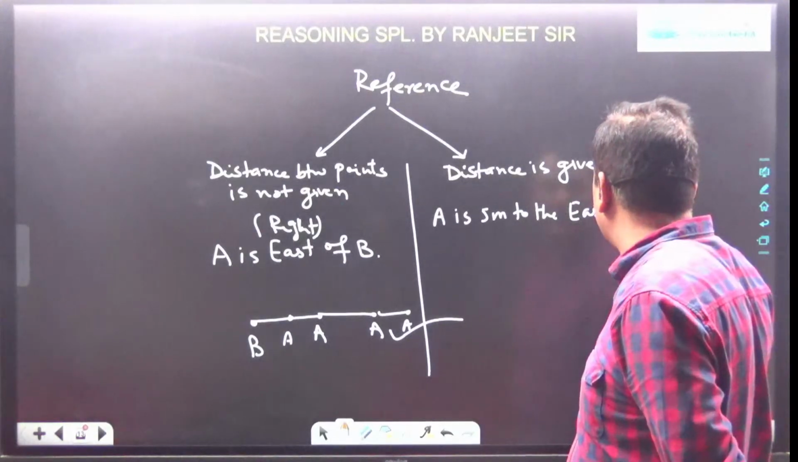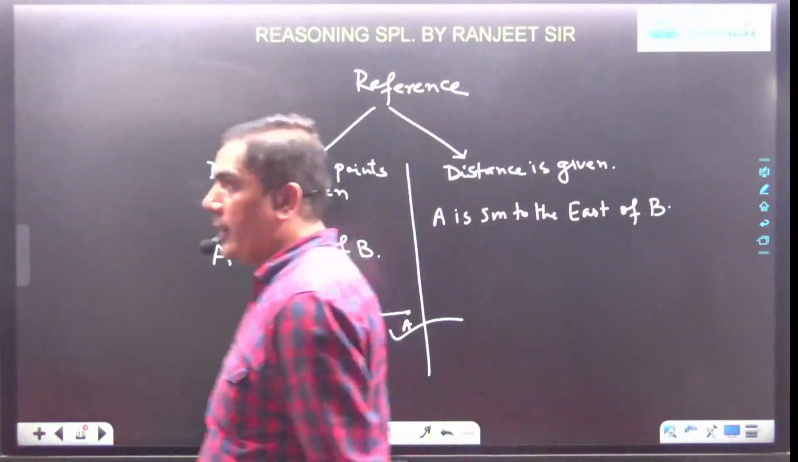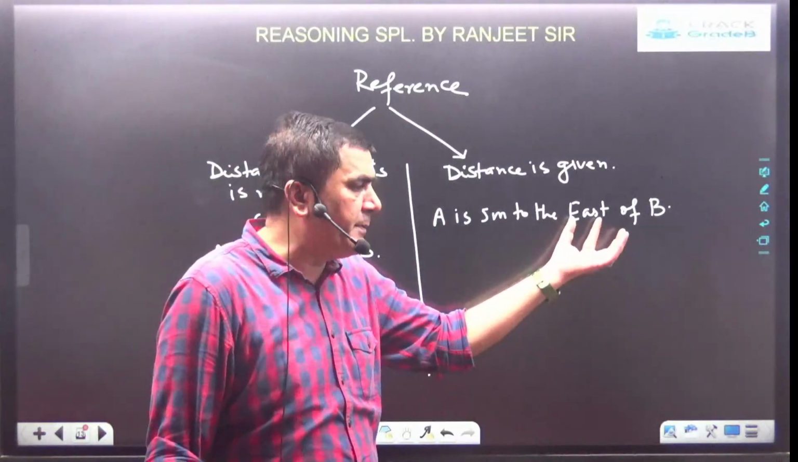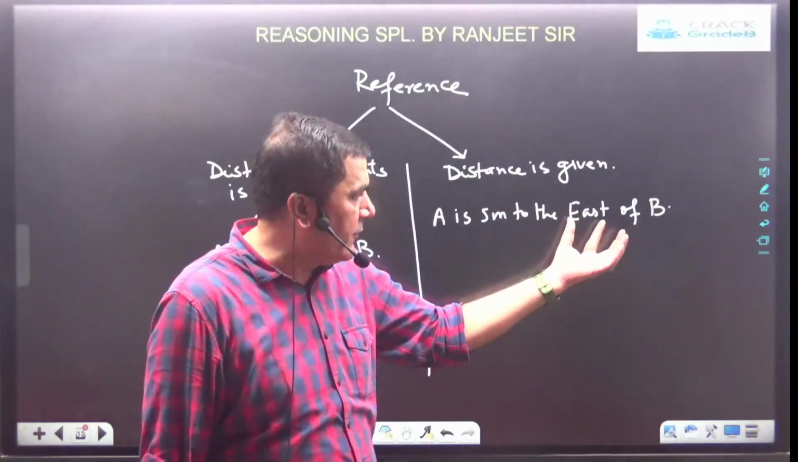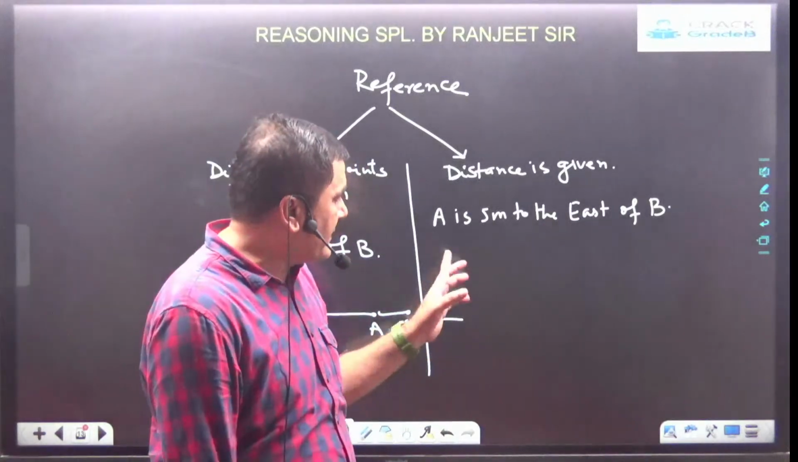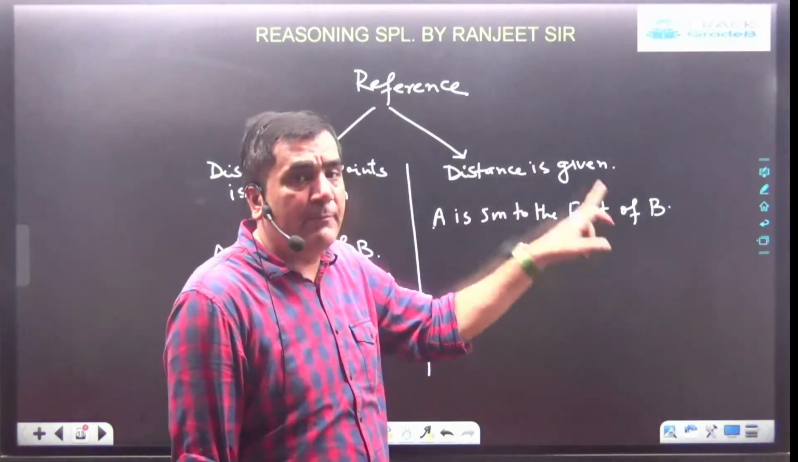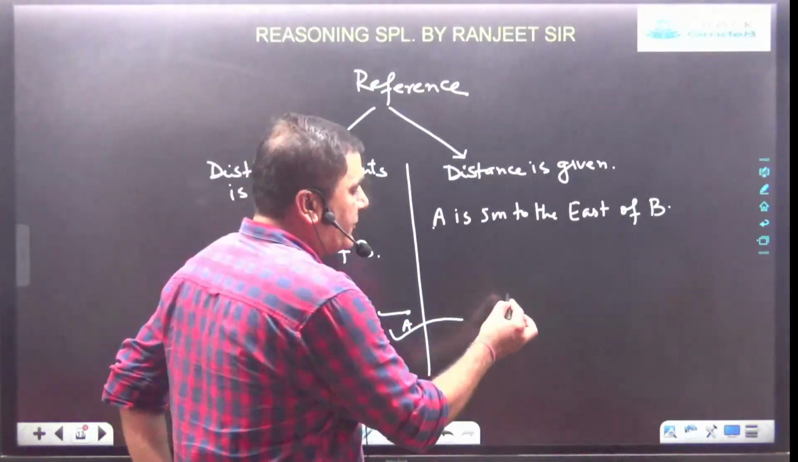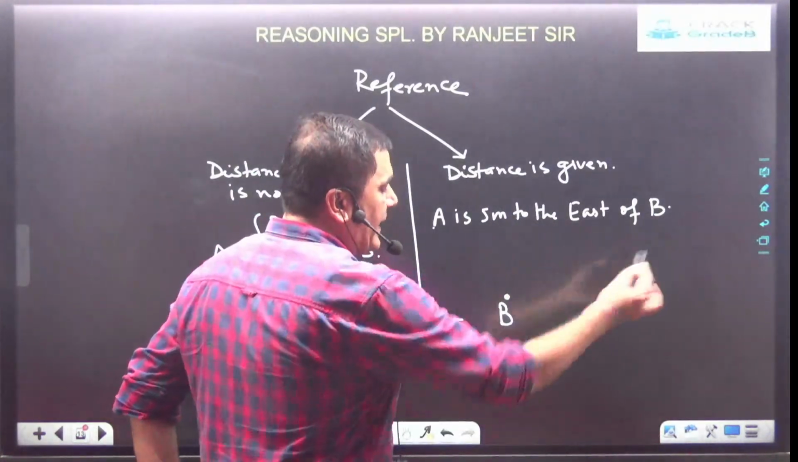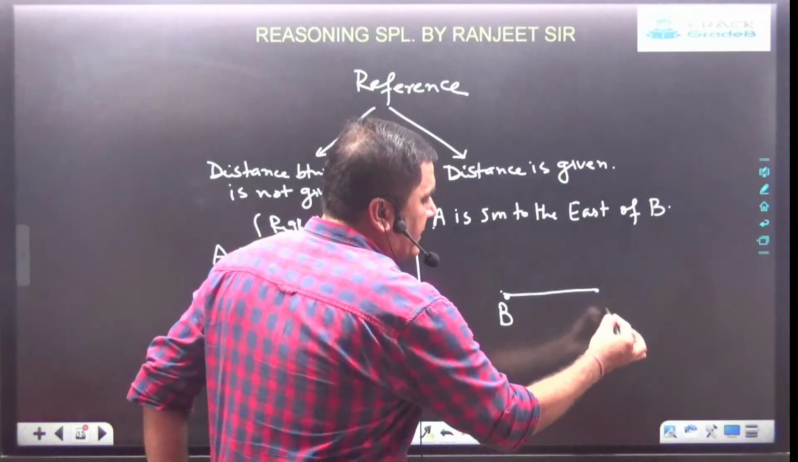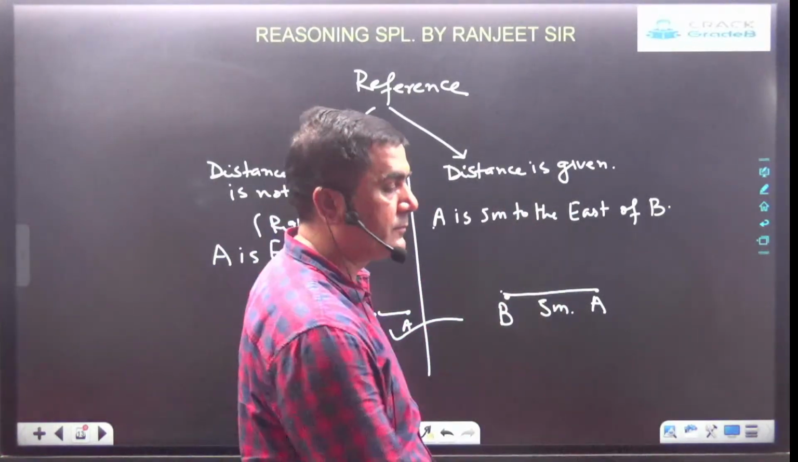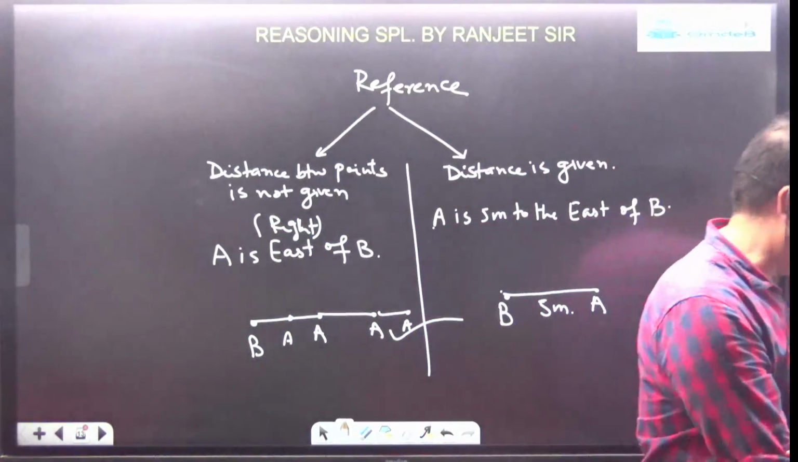A is 5 meter to the east of B. Now it has a different meaning. East always means right. So I will say A is to the right of B, but the distance between these two is given to be 5 meter only. If this is B, then on the right of B it must be A, but this distance should be 5 meter only. Clear?